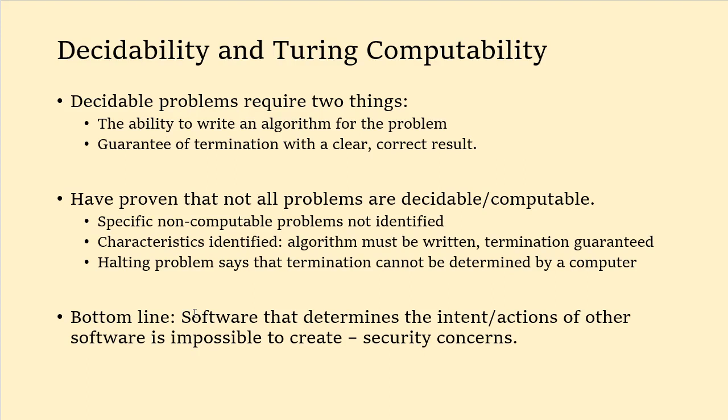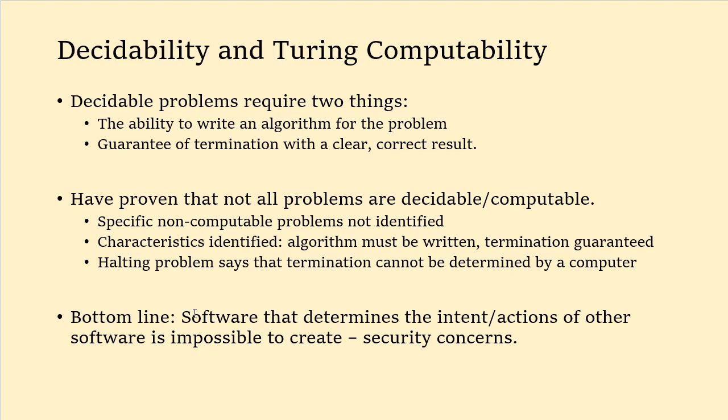And so that's really what the Turing machine is coming down to. It's saying that those are the characteristics. You have to be able to write an algorithm for a problem and guarantee termination, and then you've got a computable problem. The Church-Turing thesis, which says that these non-computable problems exist, doesn't specify specific non-computable problems. Well, I guess other than the halting problem. And we can take the halting problem and map it to a bunch of other things. But the thing to focus on is you have to be able to write an algorithm and guarantee termination.